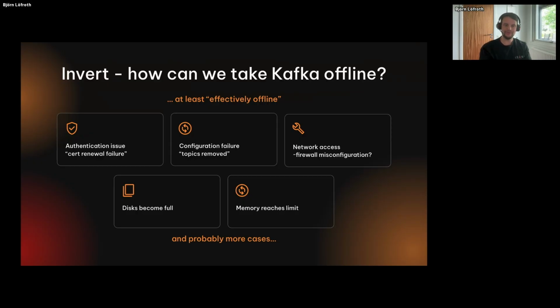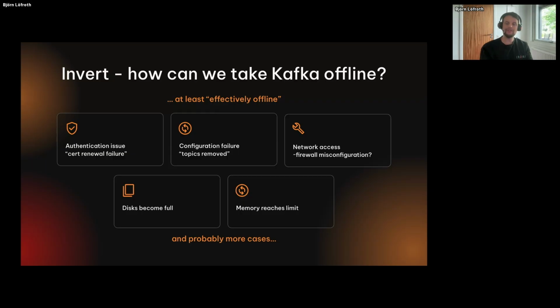So of course, based on the experience here, the authentication issue, cert renewal failure, is a big one. If no client can connect because of expired certificates, that makes a cluster effectively offline. Configuration failure, when we happen to, because of some tooling, in this case, remove all the topics, that takes the cluster effectively offline, at least for the purposes you want, right?